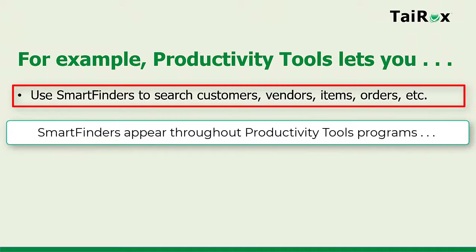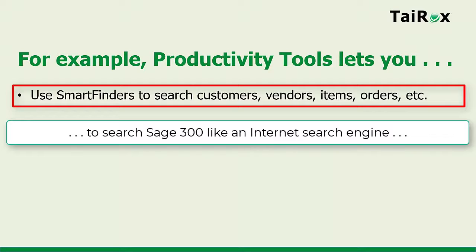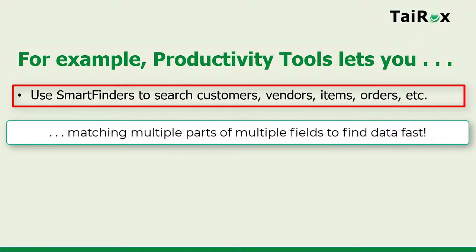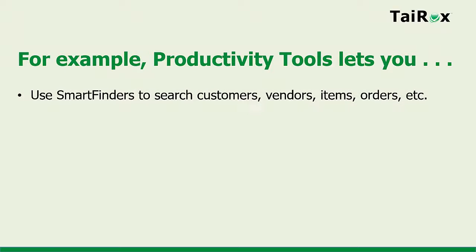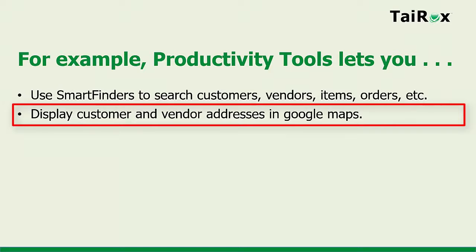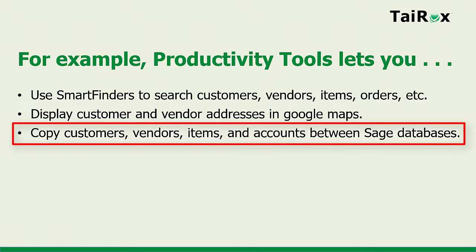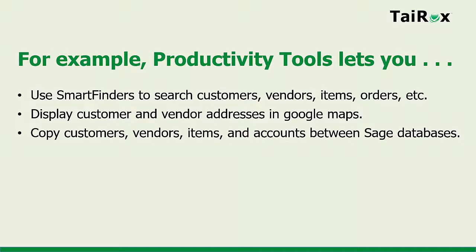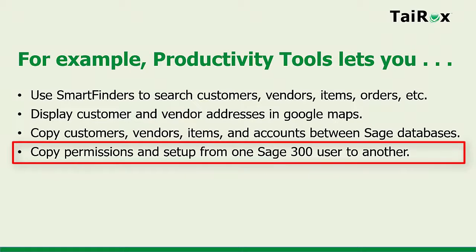SmartFinders appear throughout Productivity Tools programs to search Sage 300 like an internet search engine, matching multiple parts of multiple fields to find data fast. Display customer and vendor addresses in Google Maps. Copy customers, vendors, items, and GL accounts between Sage 300 databases. Copy permissions and setup from one Sage 300 user to another.